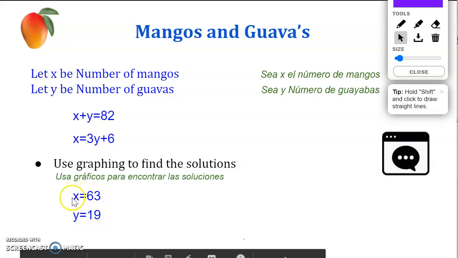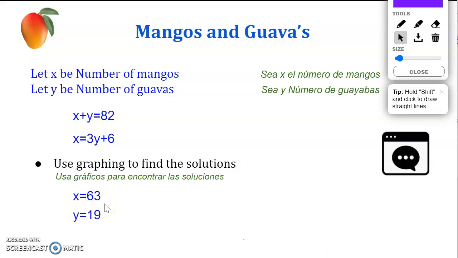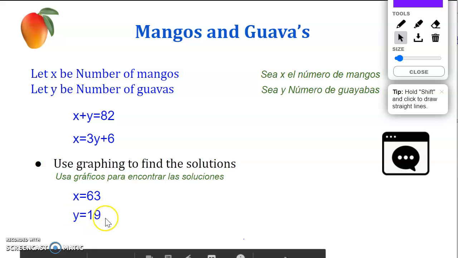So that means, what did x represent? That was the number of mangoes. And what did the y represent? It was the number of guavas. So I had 63 mangoes and 19 guavas in that box.